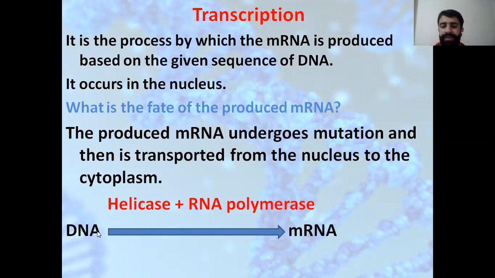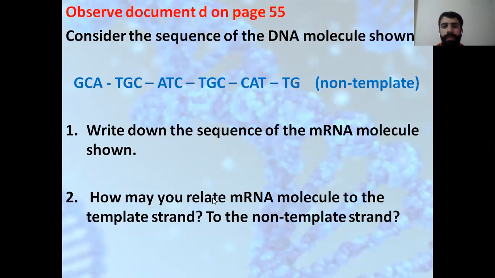So as we said, DNA to the mRNA is the process called transcription, but it can't occur without the help of specific enzymes. These enzymes are called helicase and RNA polymerase.